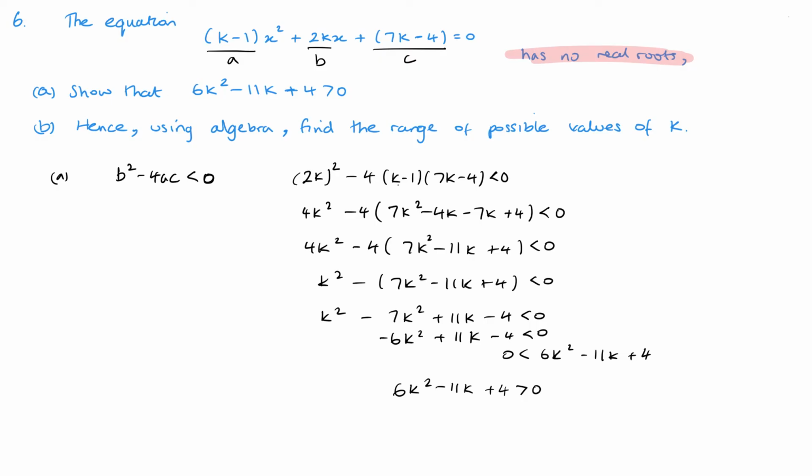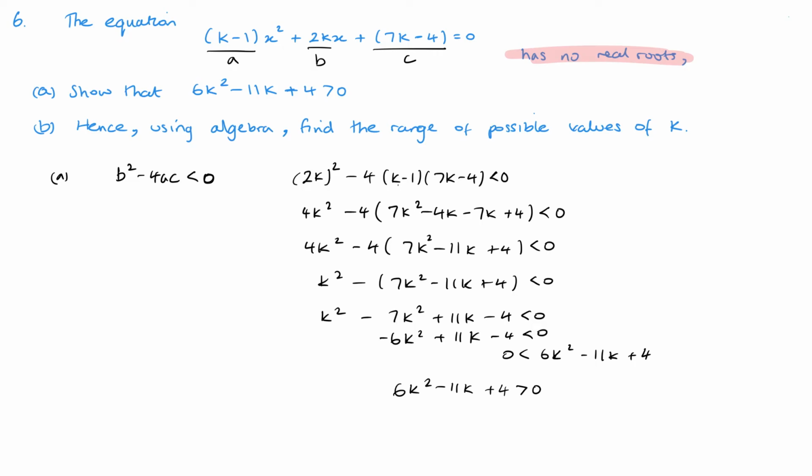You could have left it at this point. So that is a nice easy question, or at least part A. But it's just remembering what has no real roots, has one equal root, has real roots kind of implies. So hence, using algebra, find the range of possible values of k.